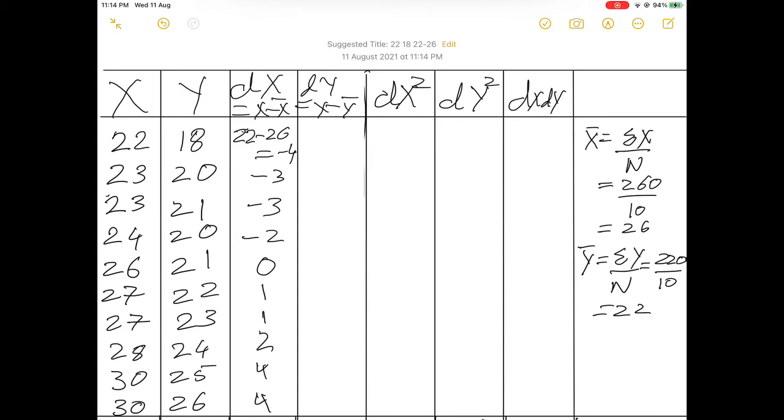Now please note, from every value of x I have subtracted 26. Why? Because 26 is the mean for x. Alright, so next we will do the same for y. We will subtract 22 from each value of y.